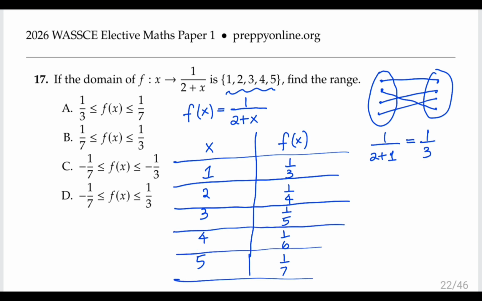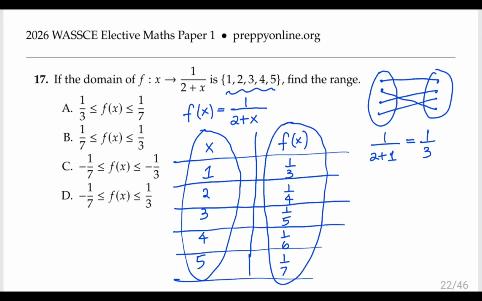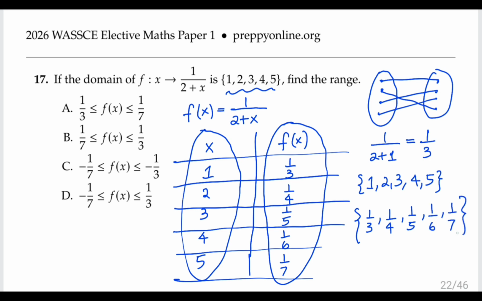So if this is the domain of the function, then this is the range. If the domain is the set 1, 2, 3, 4, 5, then the range is also the set 1 over 3, 1 over 4, 1 over 5, 1 over 6, 1 over 7.